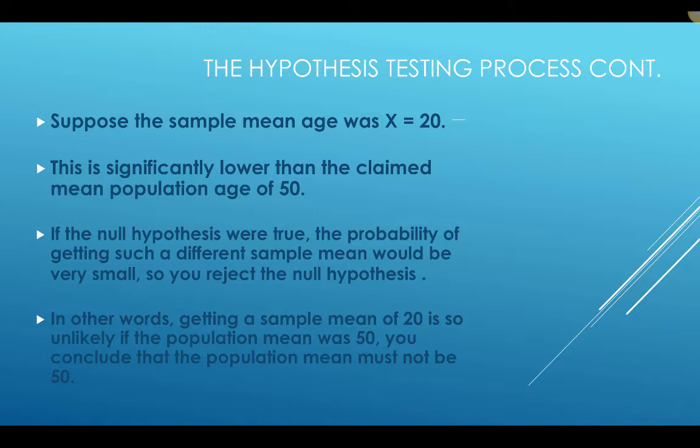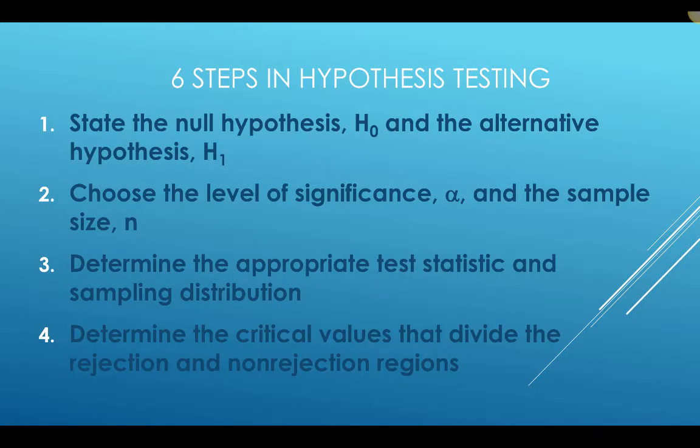Here are the 6 steps, and by the time you're done with the videos, you'll understand these. State the null hypotheses, no difference, or an equal sign, and the alternative, which would be a not equal sign, or there would be a difference. Choose the level of significance, which will come up in a different video, is 0.05, and the sample size. And every sample size is different.